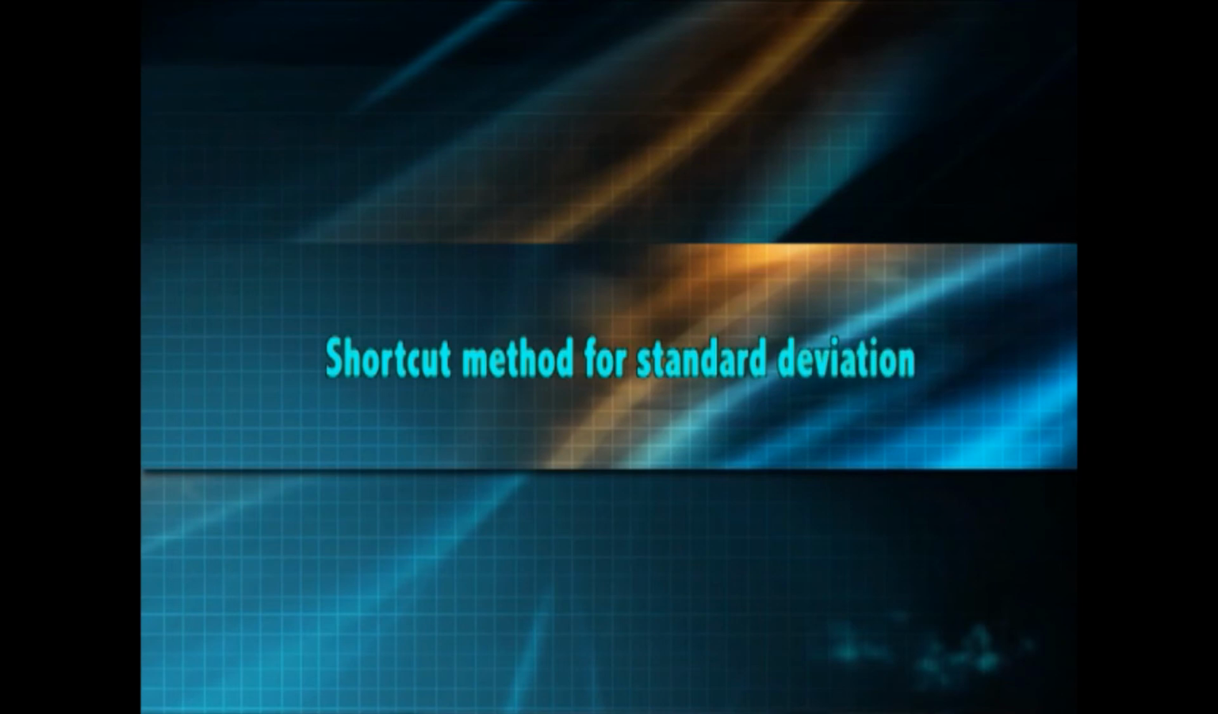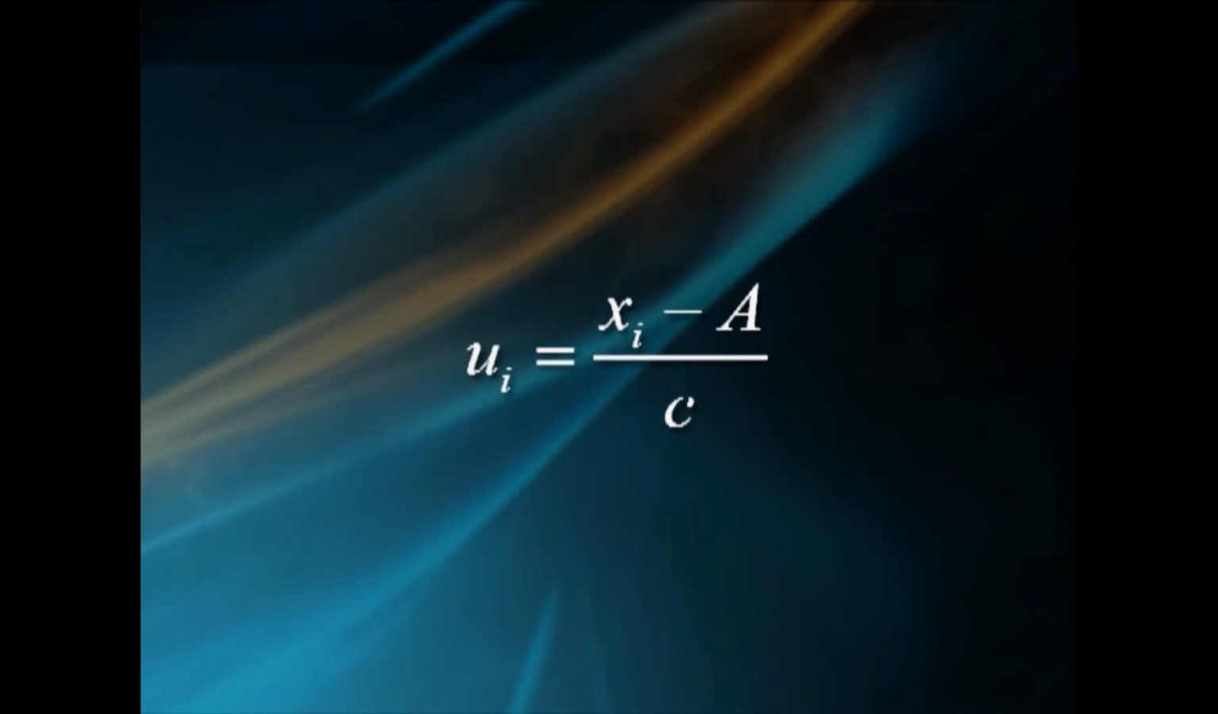Shortcut method for standard deviation. If the observations are big numbers, we can use the shortcut method to reduce the calculations involved in finding the standard deviation of the set. Let the observations be given in the form of class and frequency with variable values x1, x2, ..., xn and corresponding frequencies f1, f2, ..., fn and with arithmetic mean x bar. Let us transform the x values to u values so that ui equal to (xi minus a) divided by c, where a and c are constants as explained in the case of shortcut method for arithmetic mean.